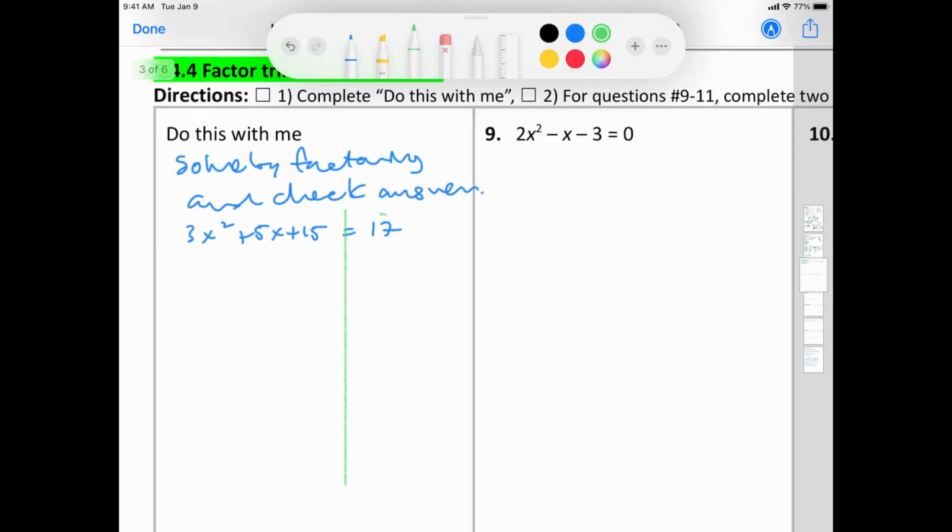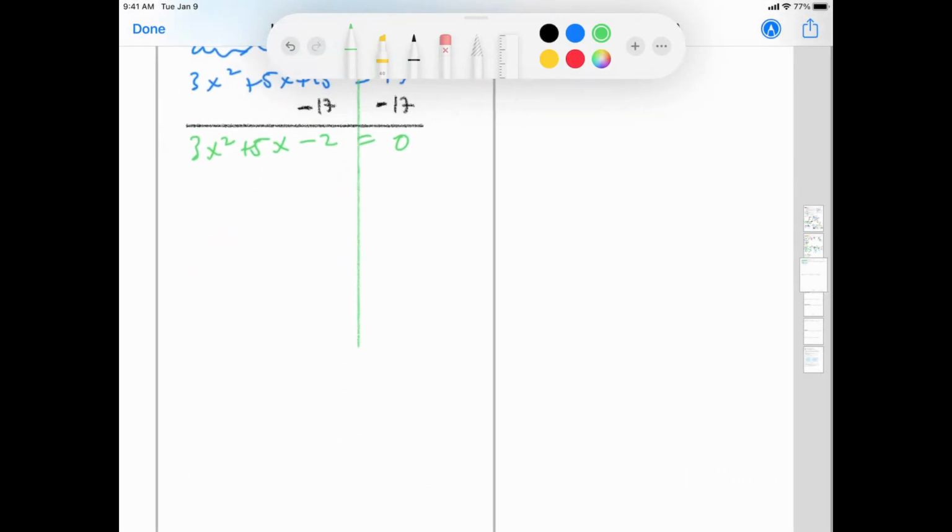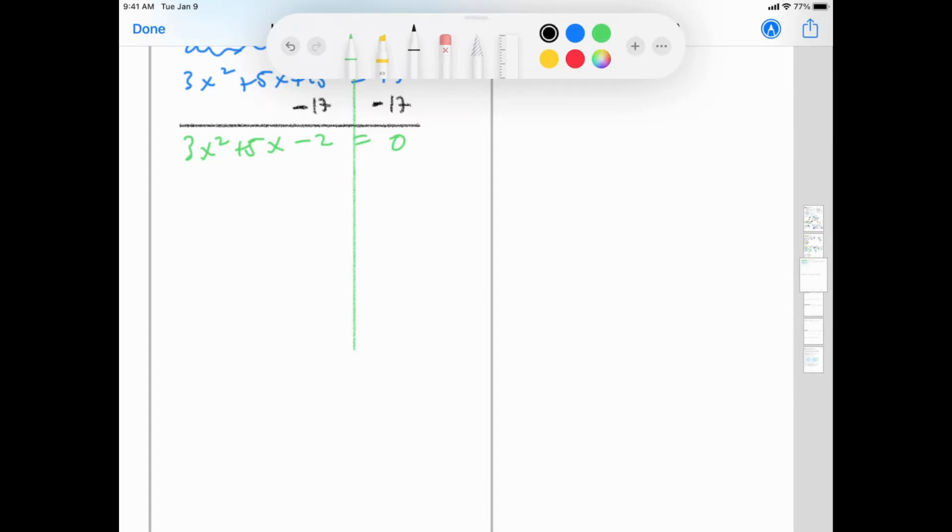Okay, so let's go ahead and do this correctly. We're going to subtract 17. And this will give us 3x squared plus 5x minus 2 equals 0. Okay, from here now we can do our Xbox method.